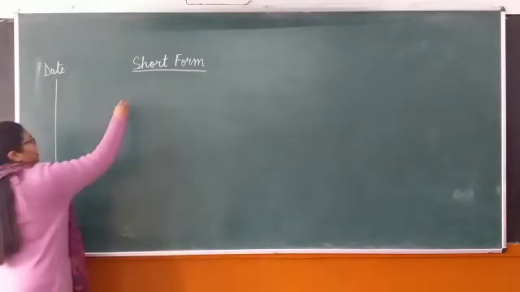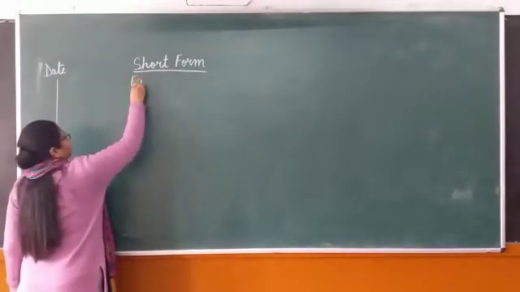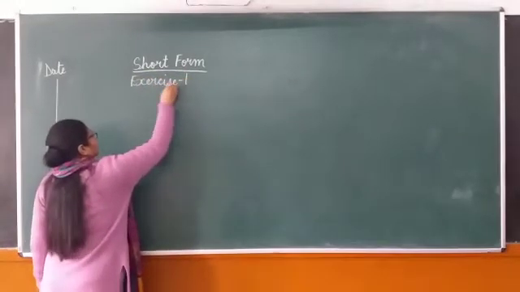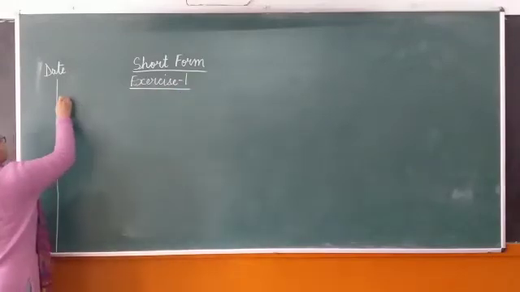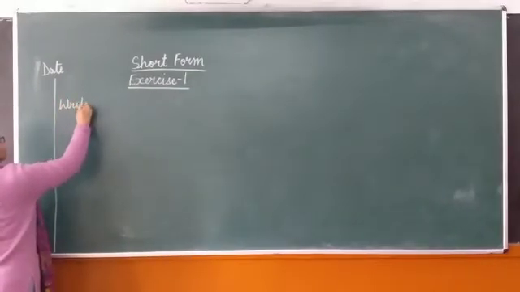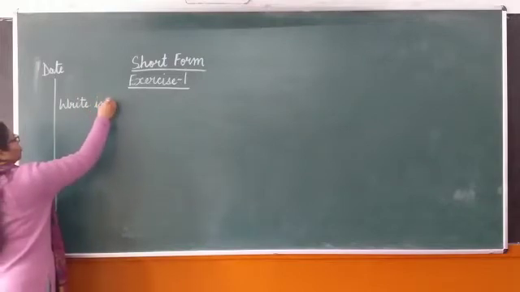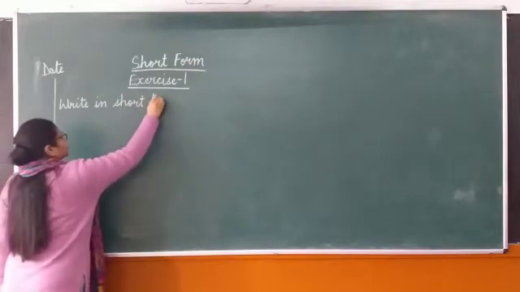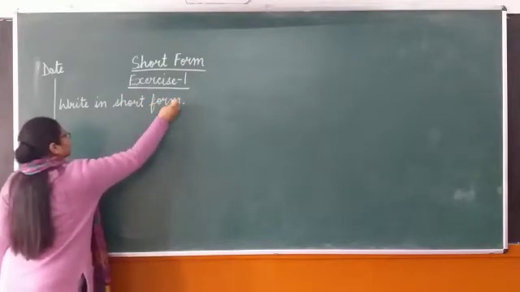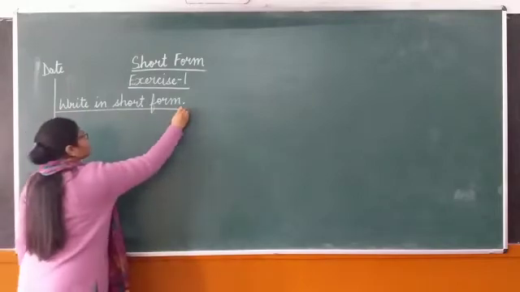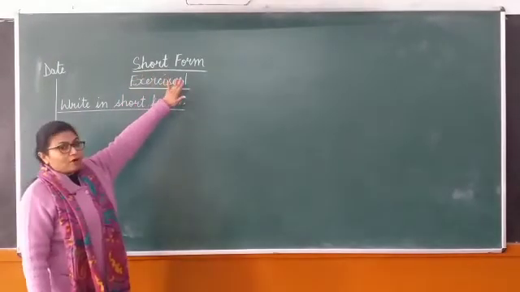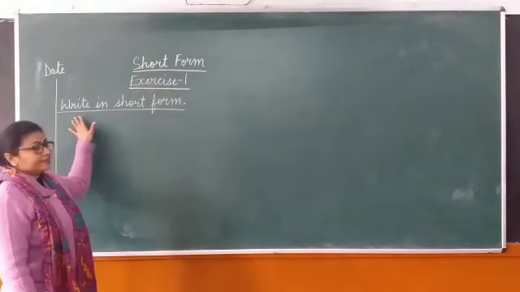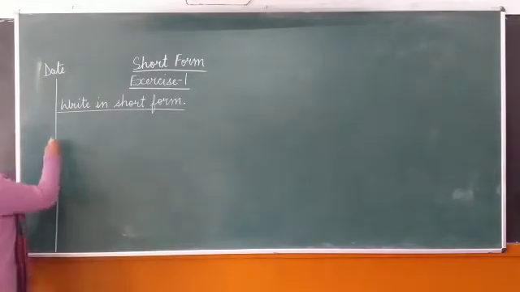Now ma'am will give you exercise 1. Write in short form. So in the first line you will write short form, leave a line, then write exercise 1. Then again leave a line and write the sentence, write in short form.